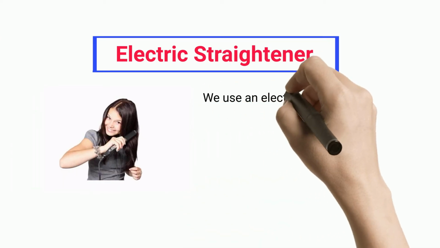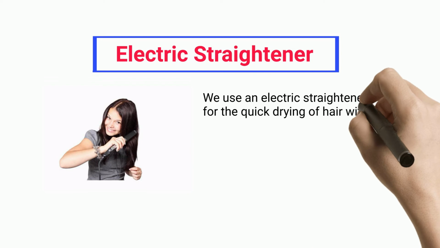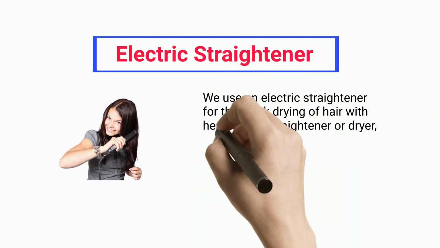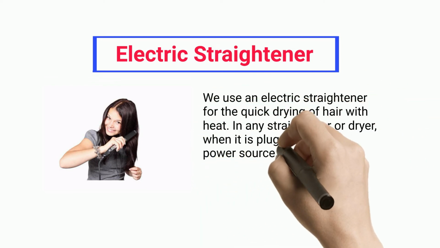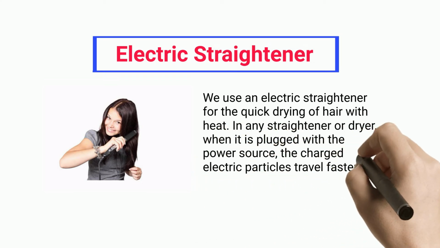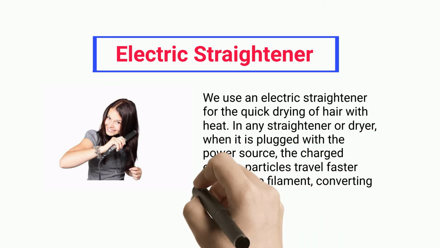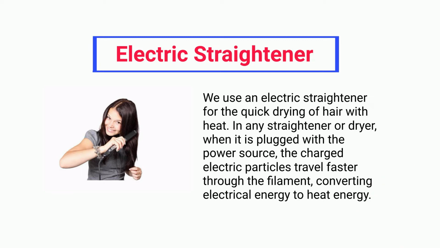Electric straightener. We use an electric straightener for the quick drying of hair with heat. In any straightener or dryer, when it is plugged into the power source, the charged electric particles travel faster through the filament, converting electrical energy to heat energy.